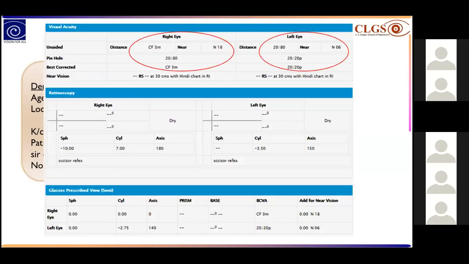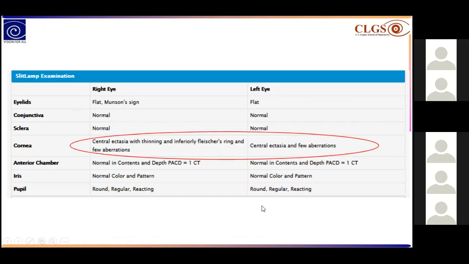On examination, the unaided visual acuity was counting fingers at 3 meters for the right eye, and 20/80 for the left eye, which improved to 20/80 in the right eye and 20/20 partial in the left eye. In subjective acceptance, there was no acceptance for the right eye. However, for the left eye, the visual acuity improved to 20/20 with a 2.75 cylinder. On slit lamp examination, everything was within normal limits except signs of keratoconus in the cornea, and in the right eye Munson's sign was also present.